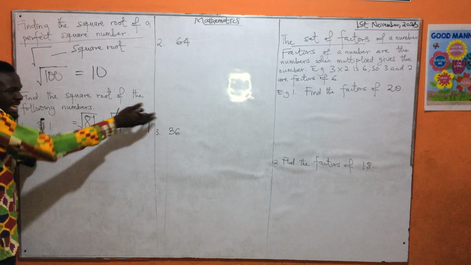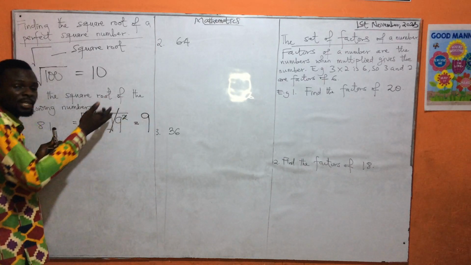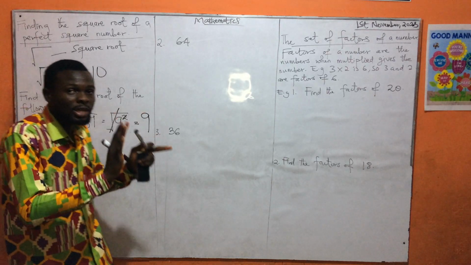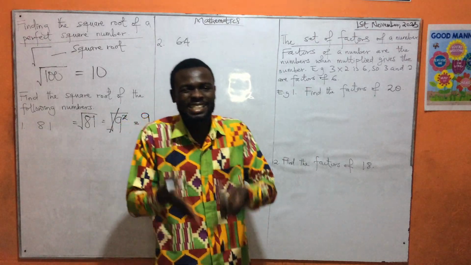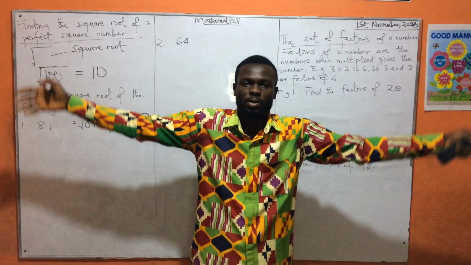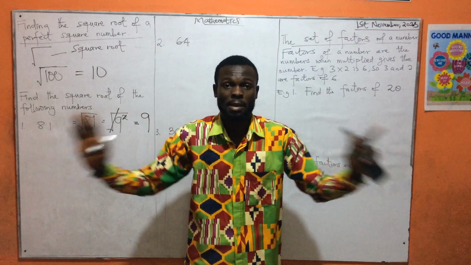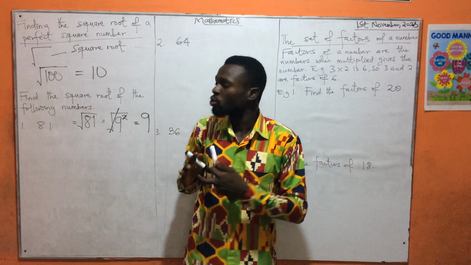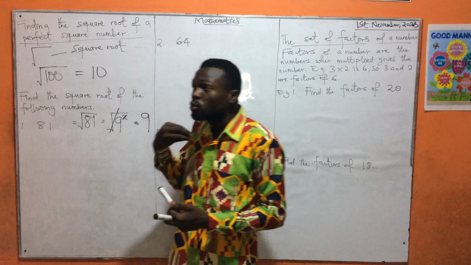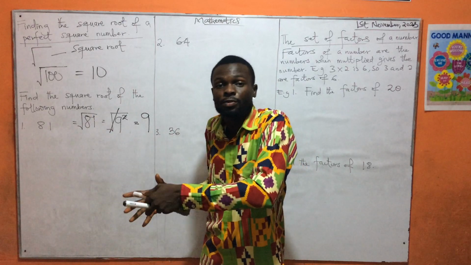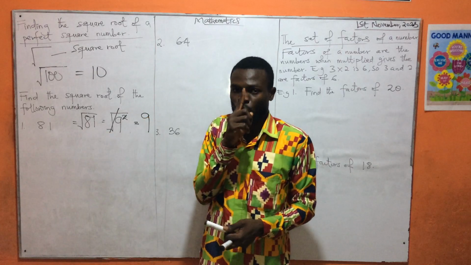So this is the simplest way we can find the square root of a perfect number. Know that a perfect number is an integer that can be multiplied by itself. So once the integer can be multiplied by itself, then it's a perfect number. Case closed on that. So here, I have to know the number that, if I multiply it by itself, will give me the number in the square root.